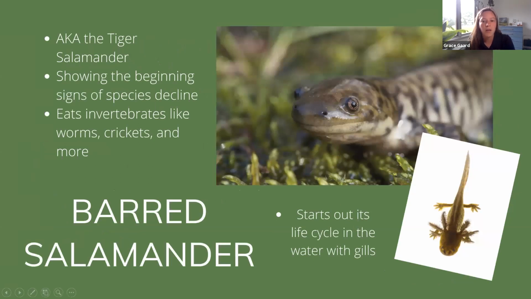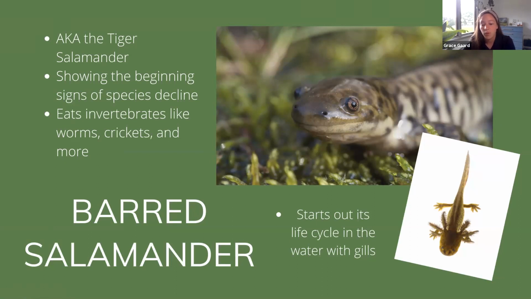And then one other. This species probably could be found in other wetland types, but I just decided to include it because I've seen it in a sandhill wetland area. The barred salamander, also called the tiger salamander, or even the tiger barred salamander. People used to see them very often, and so they've got a lot of names. But this species is showing the beginning signs of species decline.